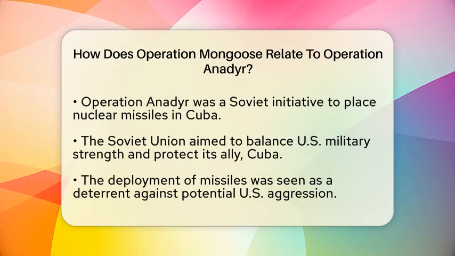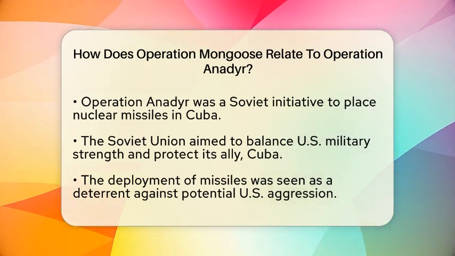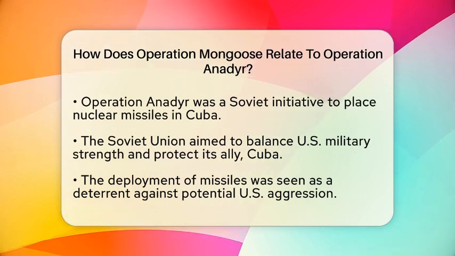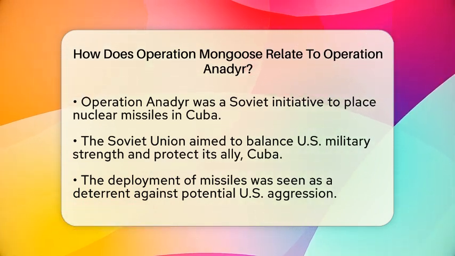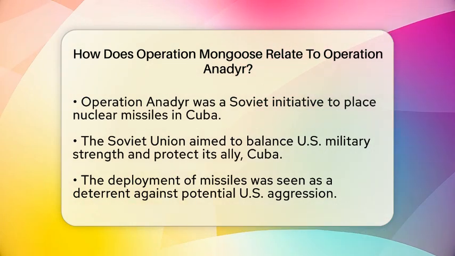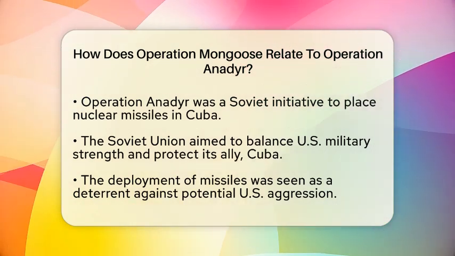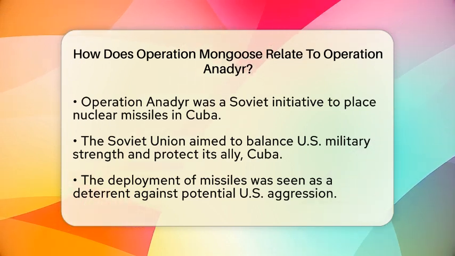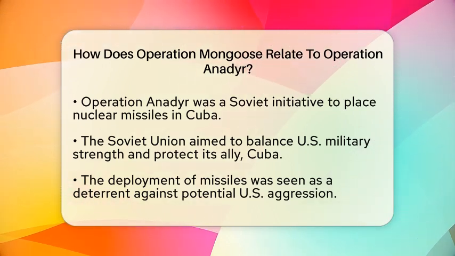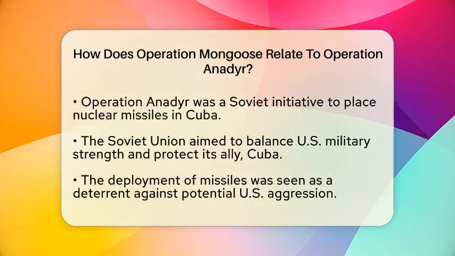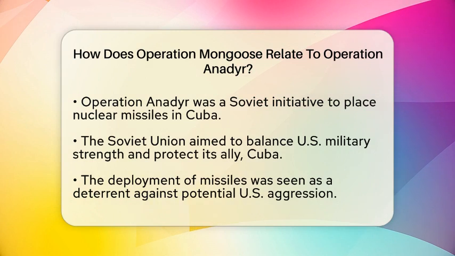On the flip side, we have Operation Anadyr, which was a Soviet initiative to place nuclear-armed ballistic missiles in Cuba. The Soviet Union wanted to counterbalance the United States' military strength and protect its communist ally in Cuba. They viewed the deployment of missiles as a necessary step to deter any potential aggression from the United States, which they saw as a serious threat to their interests and to the communist bloc.